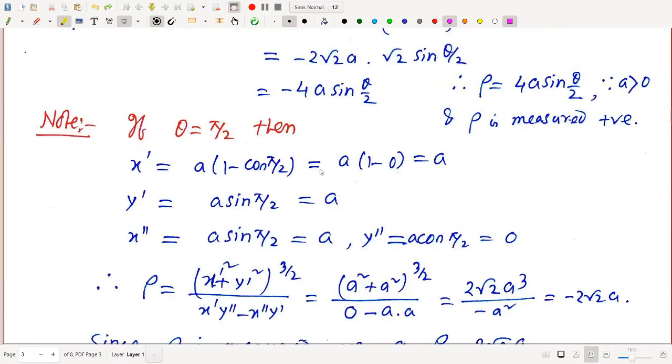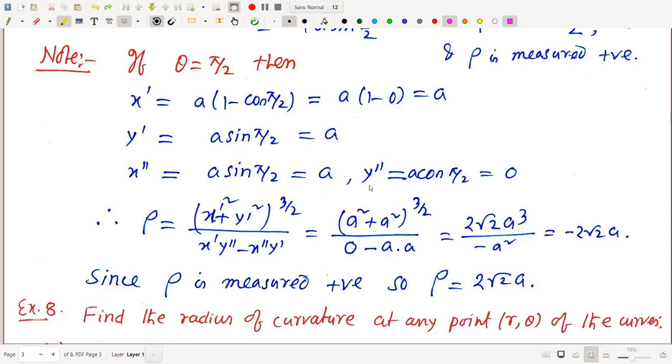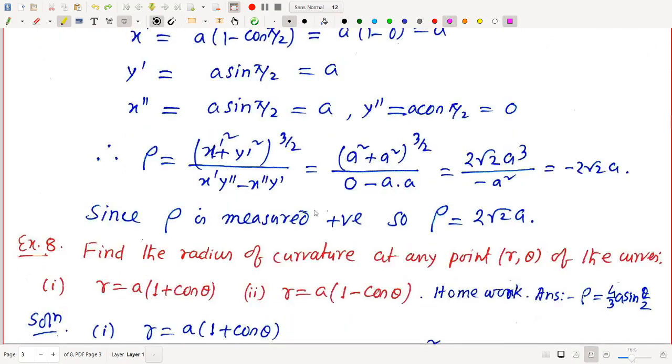So x dash is a into 1 minus cos theta, and cos pi by 2 is 0, so a. y dash is sin pi by 2, which is 1, so again a. x double dash is a sin pi by 2, again a. y double dash is a cos pi by 2, and cos pi by 2 is 0, so y double dash is 0. Therefore rho becomes x dash square plus y dash square to the power 3 by 2, over x dash y double dash, which is 0, minus x double dash y dash, which is a times a, so it is 2a square to the power 3 by 2, meaning 2 root 2 a cube, over minus a square, giving minus 2 root 2 a. But rho is measured positive, so rho is 2 root 2 a.